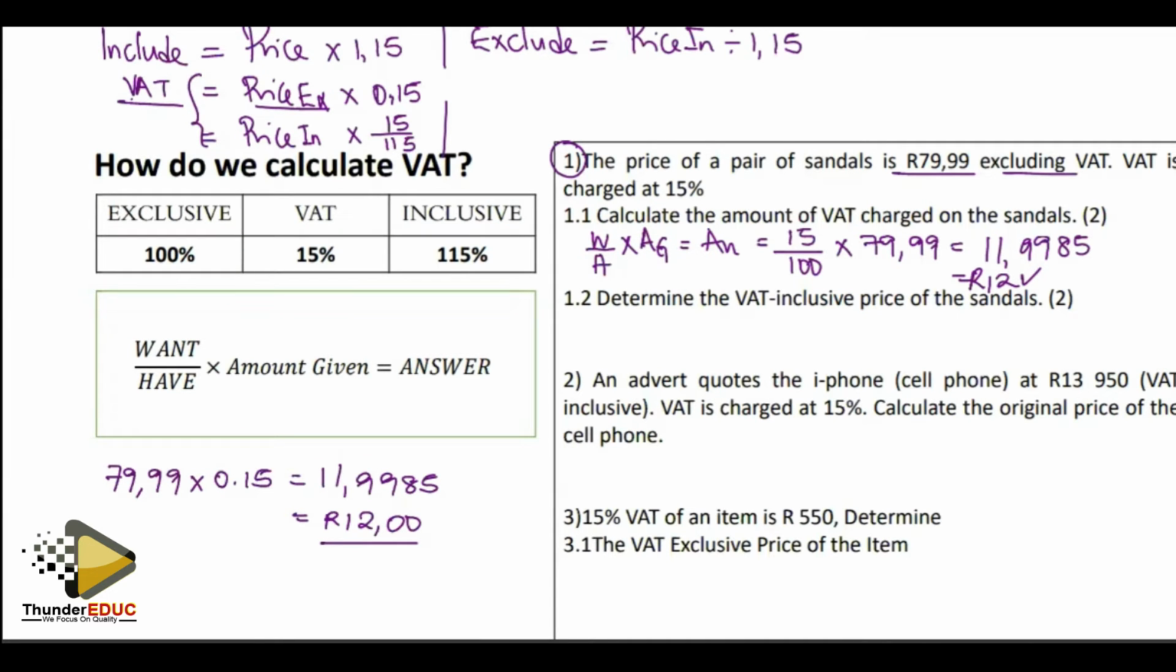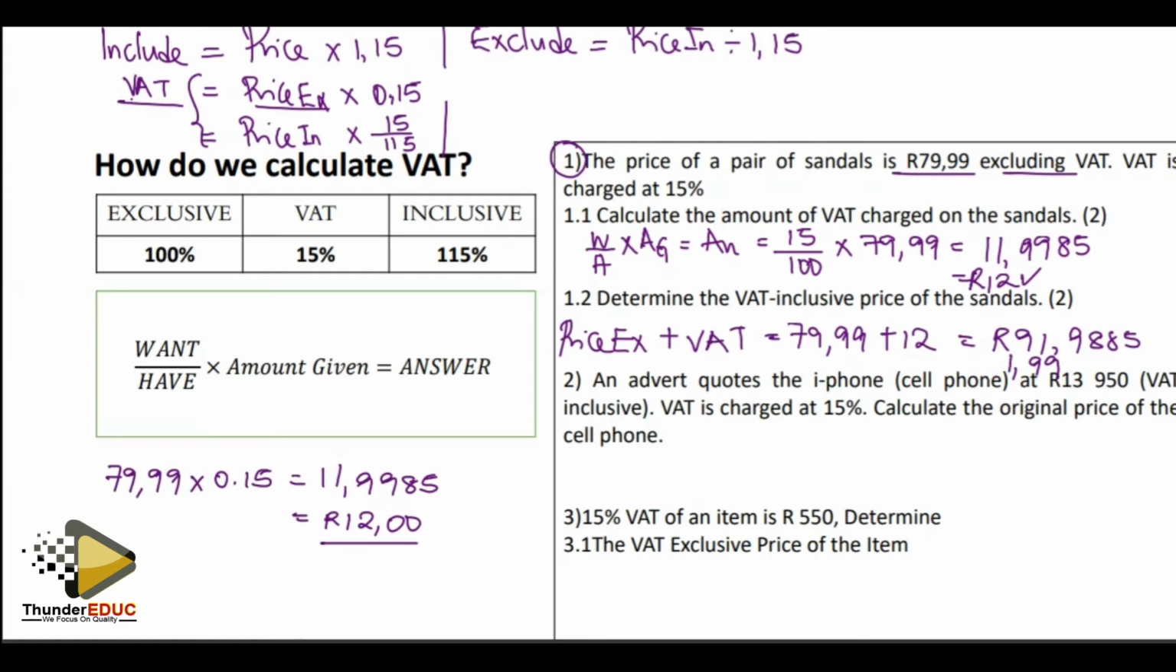The second example says, determine the VAT inclusive price of the sandals. We are trying to use this other method for someone who had forgotten what to do. Because for those who see it straight away, you say VAT inclusive. That means you get the price given to you, which is excluding VAT, plus the VAT that you've got already, which would be 79.99 plus 12. And the answer here becomes 91 rands 88.5. But because we need 2 decimal places, this will be 91 rands 99 cents when you round off.